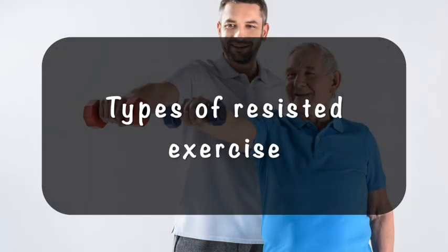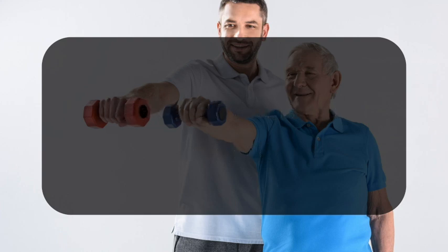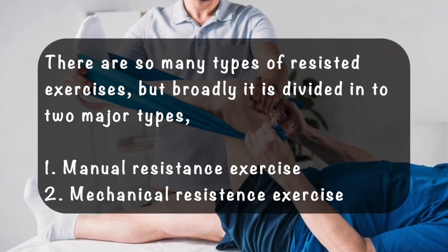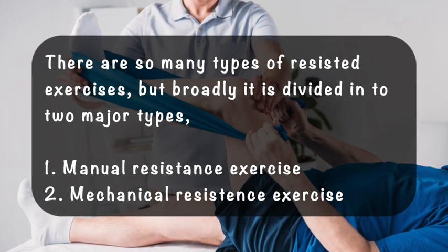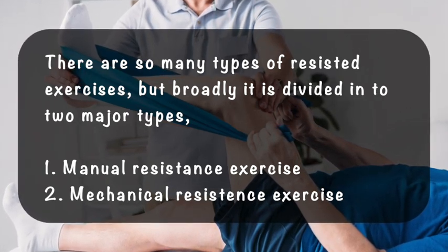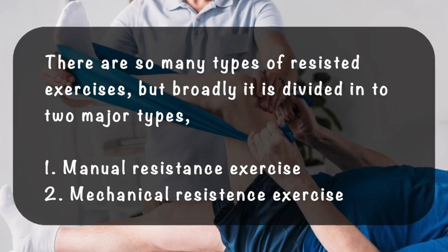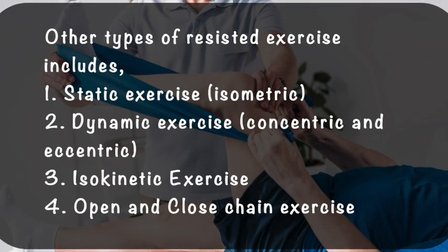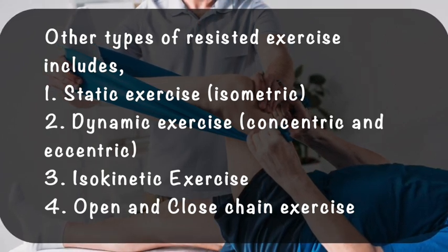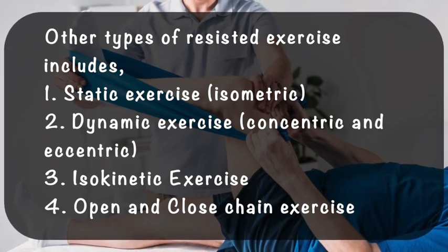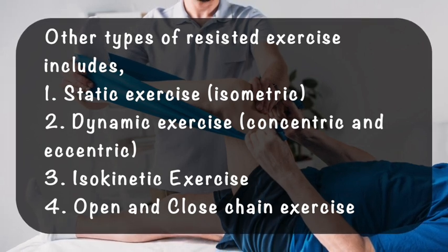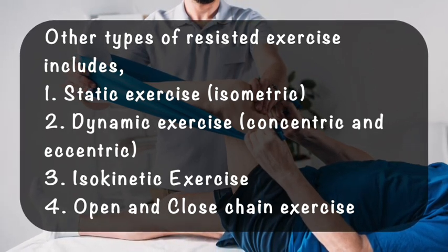Now let's see the different types of resisted exercise. There are so many types of resisted exercises, but broadly it is divided into two major types. First is manual resistance exercise and the second one is mechanical resistance exercise. Other types of resisted exercise include static, also known as isometric exercise, dynamic exercise, which includes concentric and eccentric exercise, isokinetic exercise, and the last one is open and closed chain exercise.